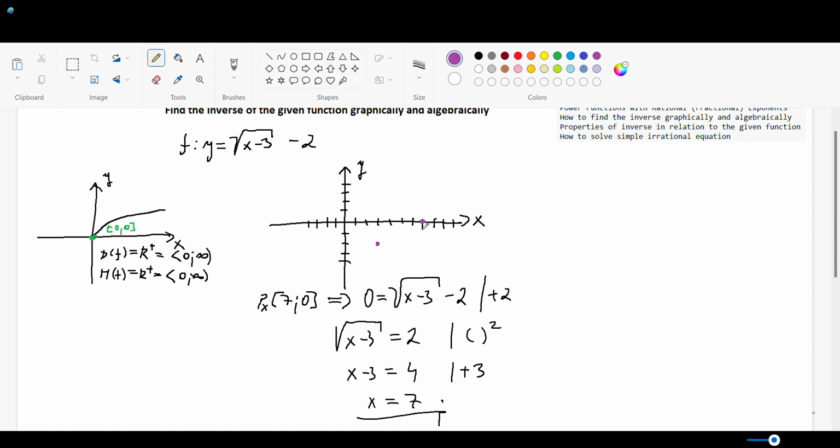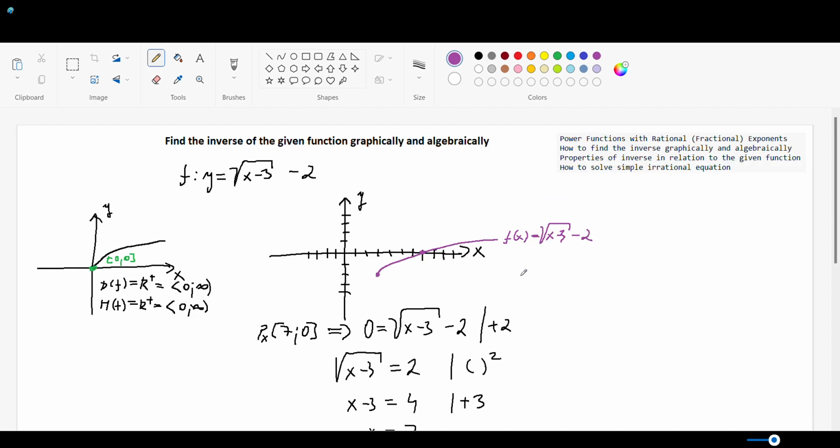Here is my intercept, and I can now draw my function, something like this. Okay, so this is the given function, f of x equals square root of x take away 3 minus 2. Now we want to find the inverse graphically. Basically, how do we find the inverse of our function graphically?